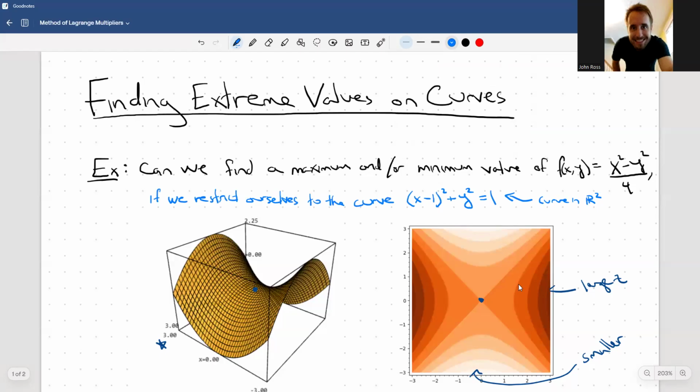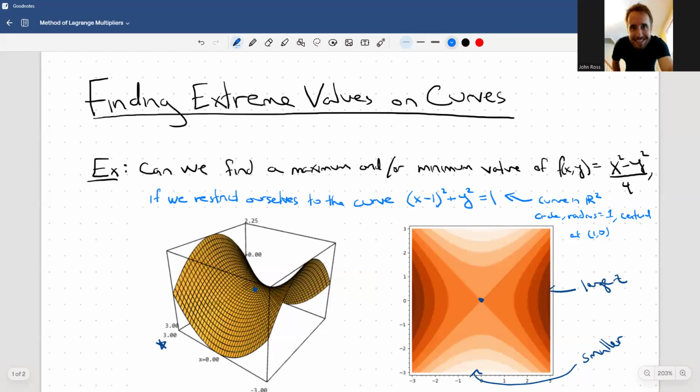And also notice, for this particular curve, it happens to be a circle. We know that if it was just x squared plus y squared equals 1, this would be our unit circle. And in general, this is a circle of radius 1. And it happens to be centered at the point 1, 0. That is how this extra -1 piece is affecting things here.